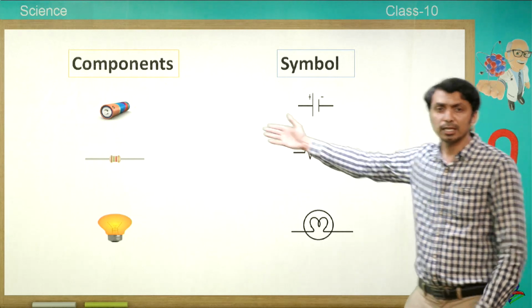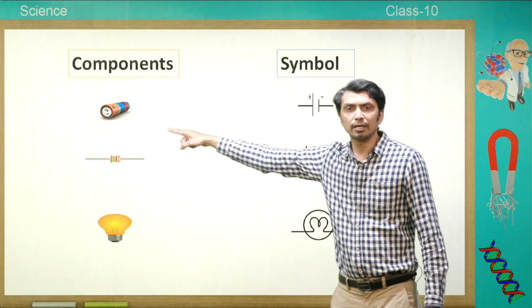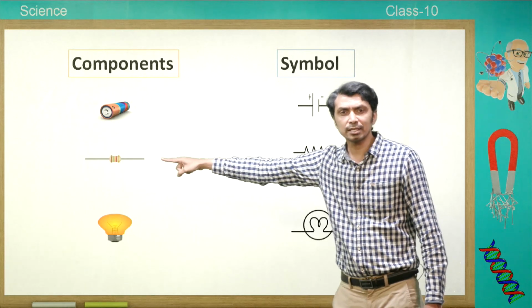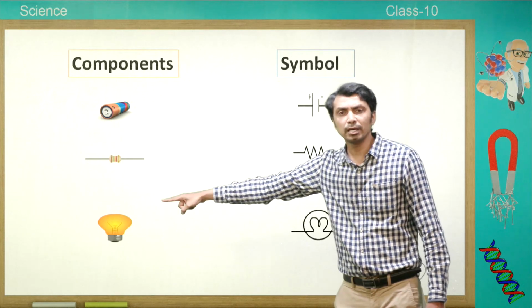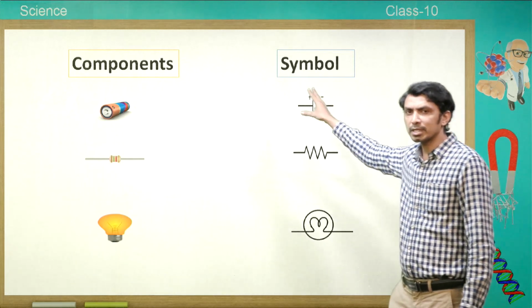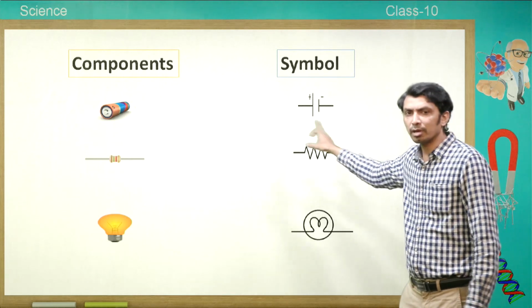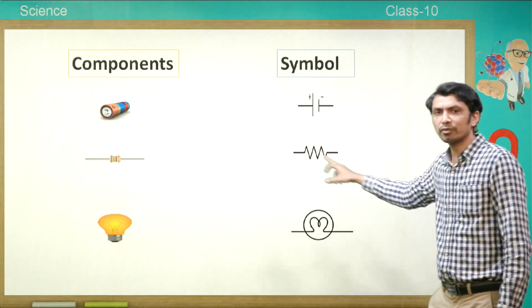If you can see, these are the electrical components. What is this? It is a cell. What is this? This is a resistor. This is an electric bulb. And if you look here, there is a proper symbol for each electric component. This is the symbol of cell. This is the symbol of resistor.